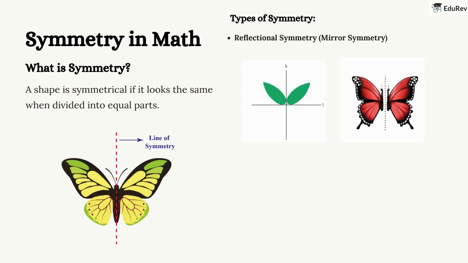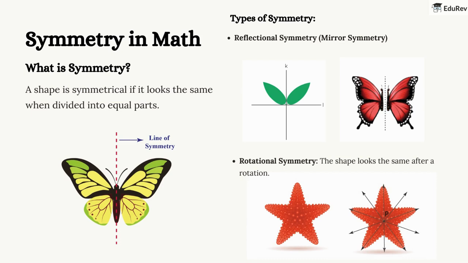There are two types of symmetry. Reflectional symmetry, this is like a mirror image. Rotational symmetry, this happens when a shape looks the same after turning it. Symmetry is everywhere around us.